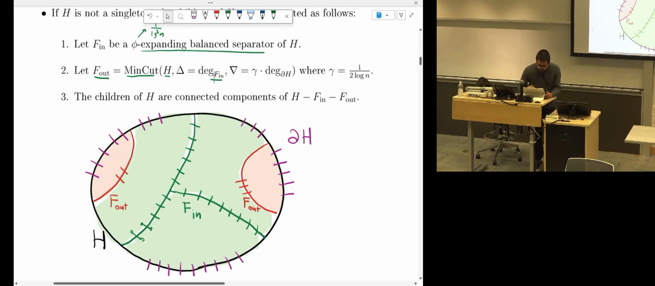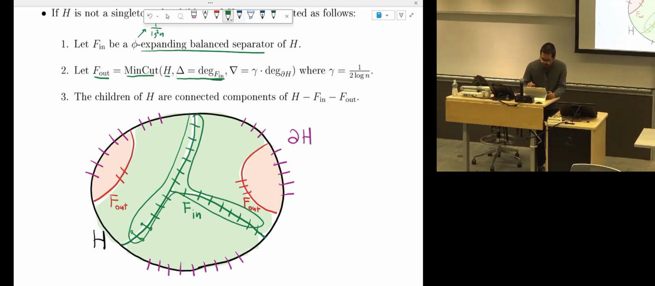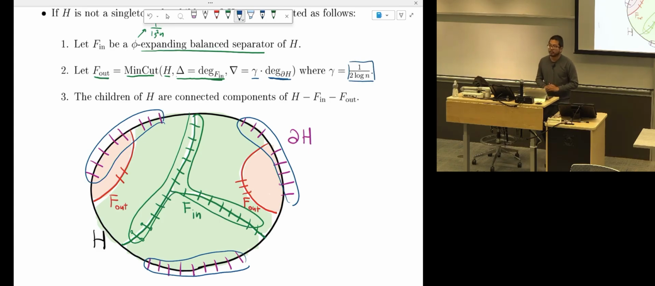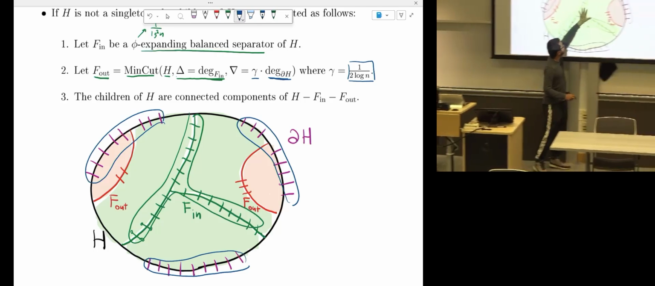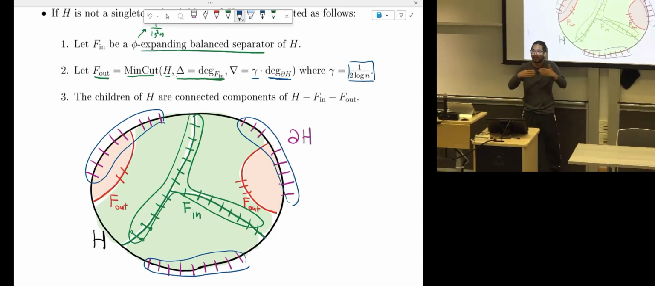So the source is just F_in, and the sink is just the boundary of H, which is this guy. But this boundary here, I scale it down by something like 1 over log. So just think like we have the source here, and the sink is the boundary of H, and we want to compute the min cut between them.